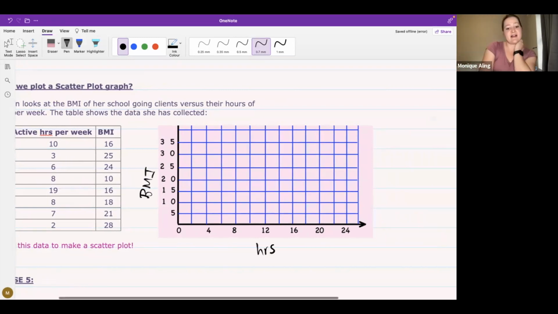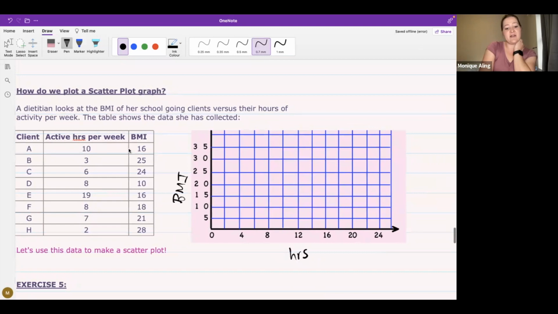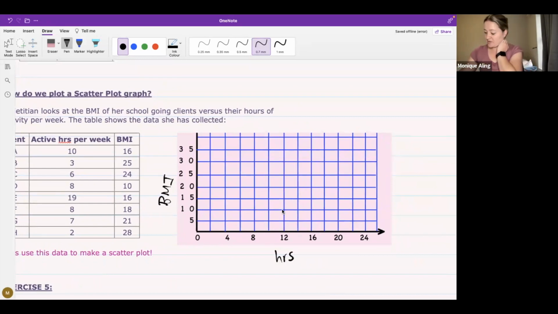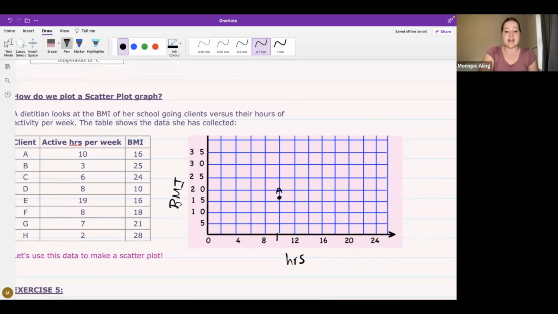Okay, so the first client A, is 10 hours and a BMI of 16. So we look for 10 hours, which is going to fall in between here, and BMI of 16, which will be above there. And you could literally label it A, that point. B is 3 and 25. So 3 is in between 2 and 4, and we go to 25, and you will label that point B. Okay, 6 and 24 is the next one. And that is how you would plot your points.